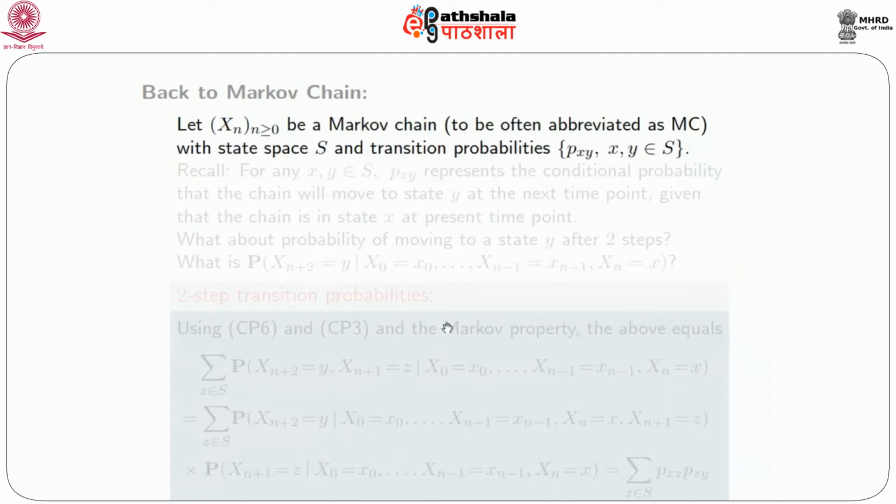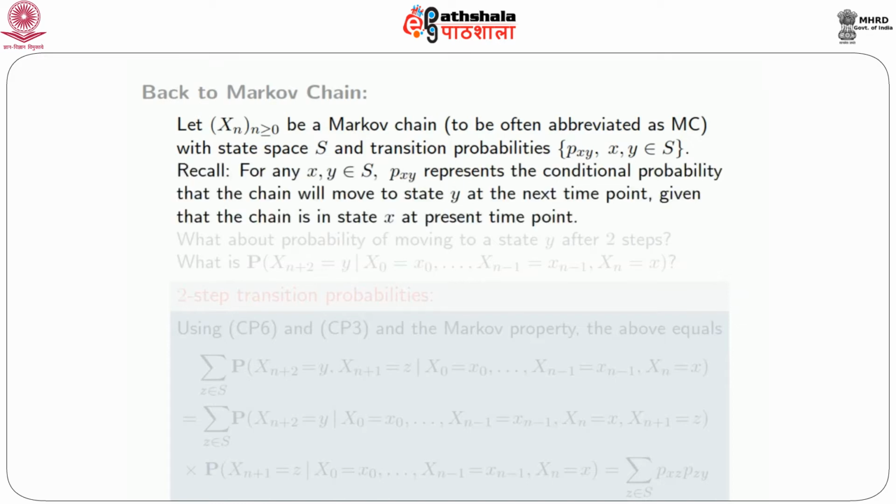Okay, so back to Markov chains. We've seen enough examples. We'll come back to the examples again, but let's now make some basic observations about Markov chains. So suppose Xn is a Markov chain. Sometimes I'll abbreviate Markov chain as MC, with state space S and transition probabilities Pxy for x, y in S. Recall that Pxy represents the conditional probability that the chain will move to state y at the next time point, given that the present state is x.